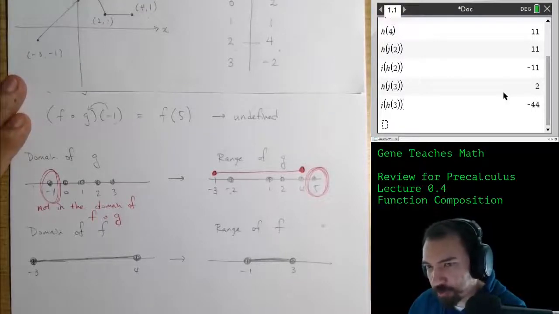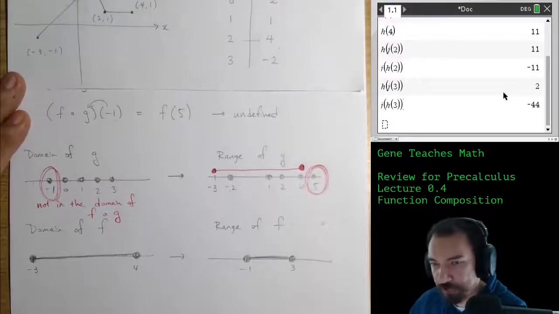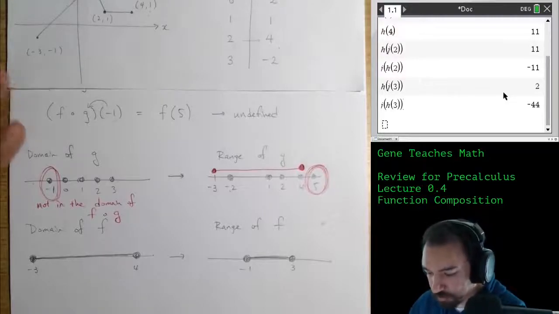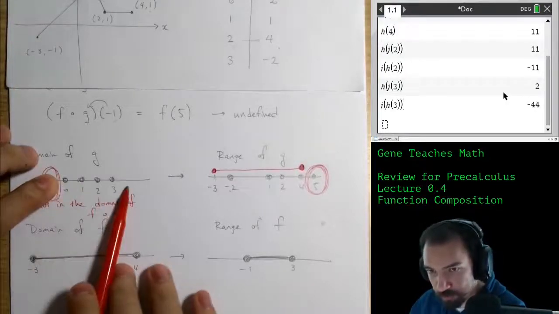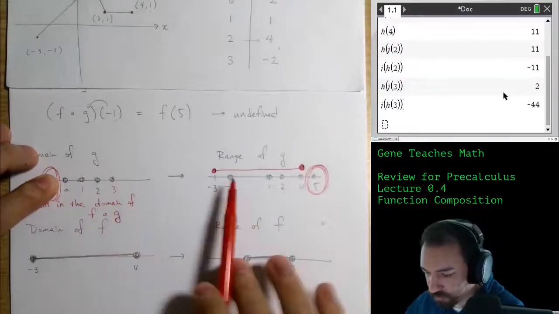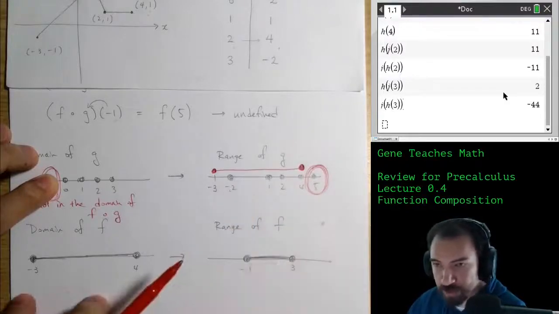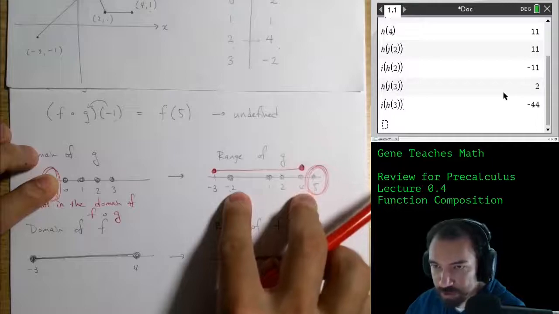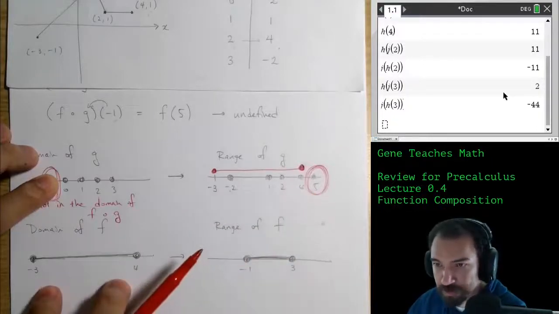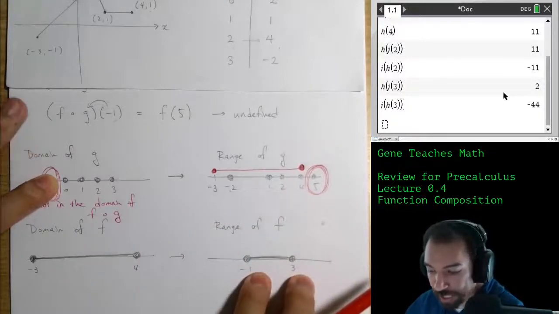Now let's imagine we want the range of f of g. So we start with the domain of f of g, which is those 4 values, and we say the outputs of those 4 values are those 4 values which satisfy the domain of f. Now we have to take those 4 values and run them through f to see what part of the range of f we're actually going to get.